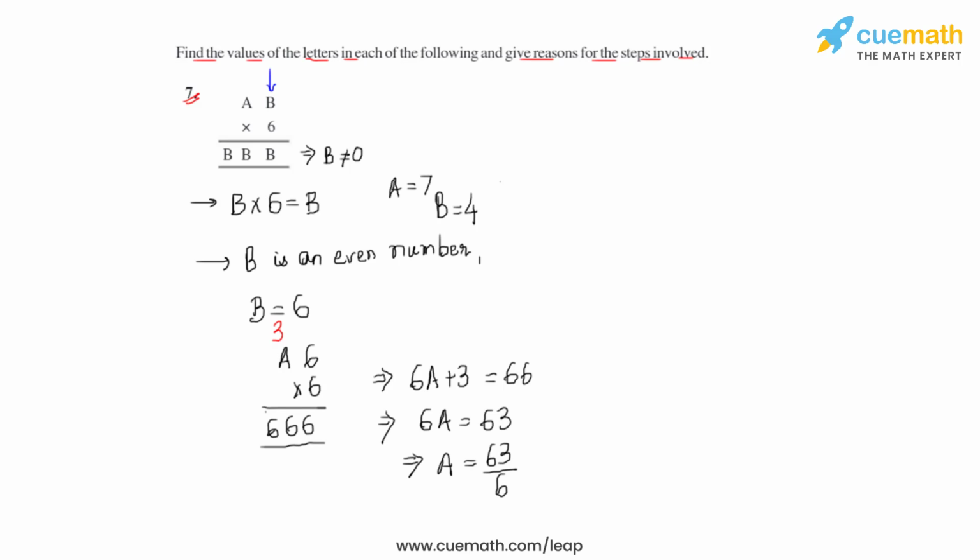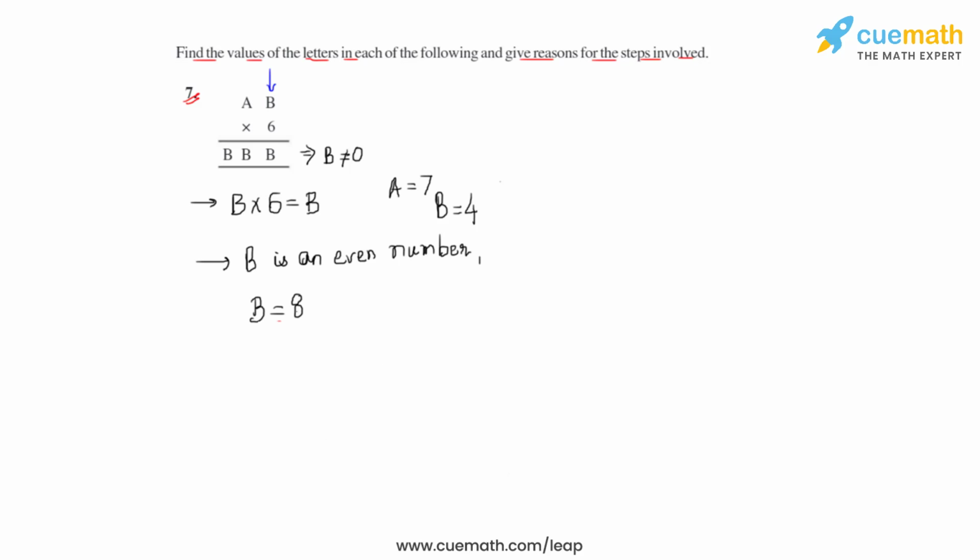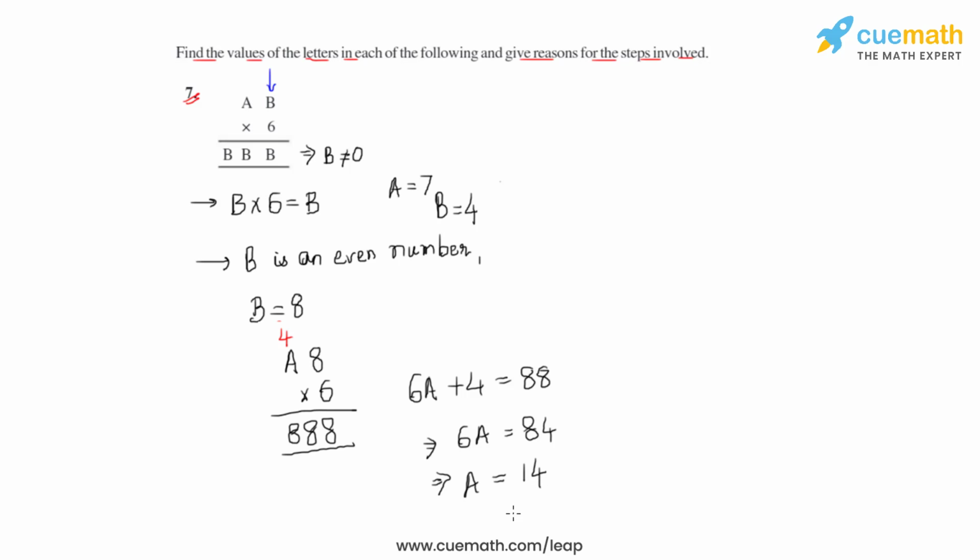Let us now see in case of the last even number, which is 8. If we consider the value of B to be 8 and we replace the letter B by 8 and perform this product, we again have 888 as the answer. We also know that when 8 is multiplied by 6, the carry is 4. With this carry, we'll have 6A plus 4, and this will give us 88, which will give us 6A equals 84. Eventually the value of A would be 14. But we already know that when we are solving these puzzles, the letters represent only single digits. So the value of B cannot be taken as 8 because it results in the value of A as 14.